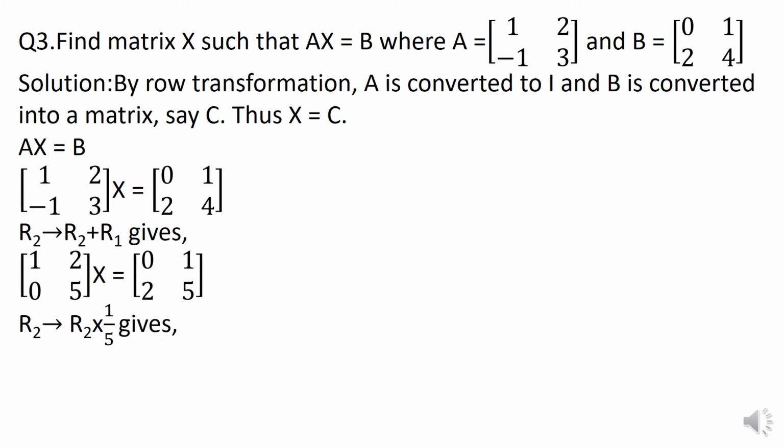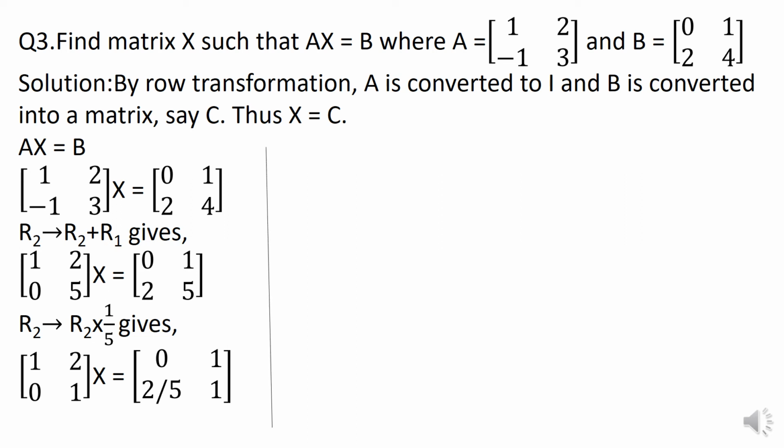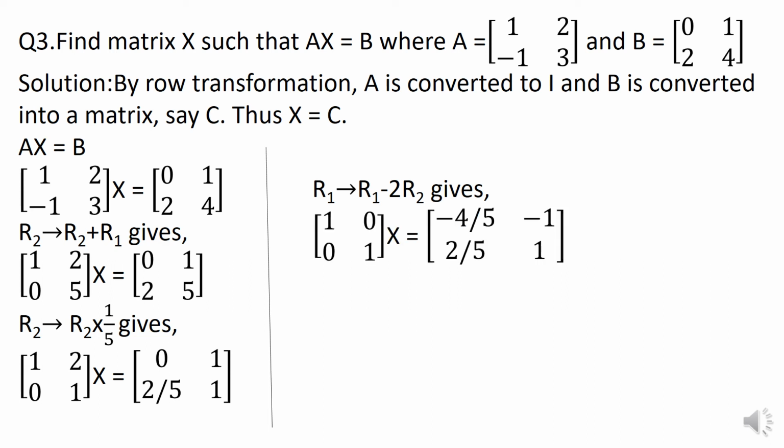Then we want to convert 5 into 1. So we multiply it by the reciprocal. Thus we get the answer. See that the R2, second row of both the matrices has changed. Then in the next step, R1 minus 2R2 will give us 0 in the corresponding position. That is in the 1, 2th position we want 0. We want to convert 2 into 0. So we do R1 minus 2R2. And thus we get the matrix X.